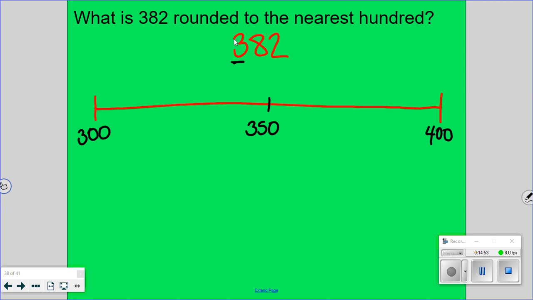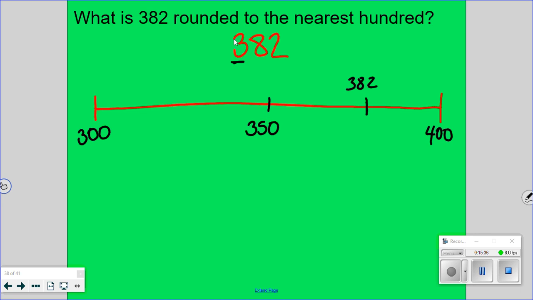Where's 382 going to go? Raise your hand and tell me. Emma, where does 382 go? On the right side. Close to 350, close to 400. It's probably going to be closer to the middle. Maybe a little closer to 400.